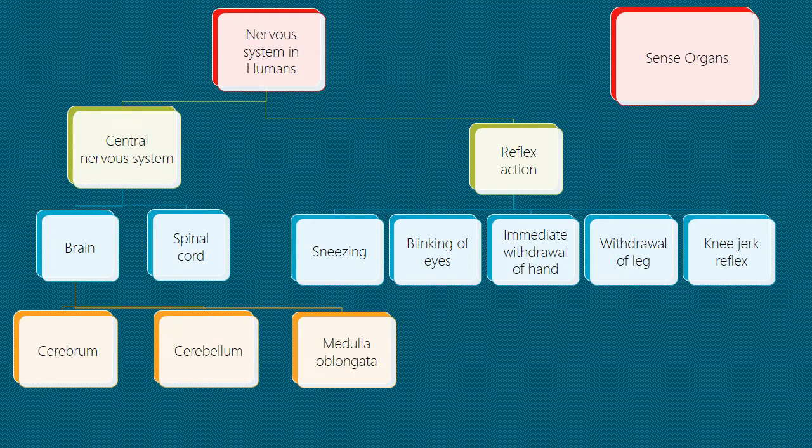In the nervous system in humans, we have two classifications, that is central nervous system and reflex action. We have 5 examples for reflex action: sneezing, blinking of eyes, immediate withdrawal of hand, withdrawal of leg, knee jerk reflex. Then again, from this central nervous system, we have two classifications: brain and spinal cord. Again, the brain has 3 main parts, that is cerebrum, cerebellum, medulla oblongata.